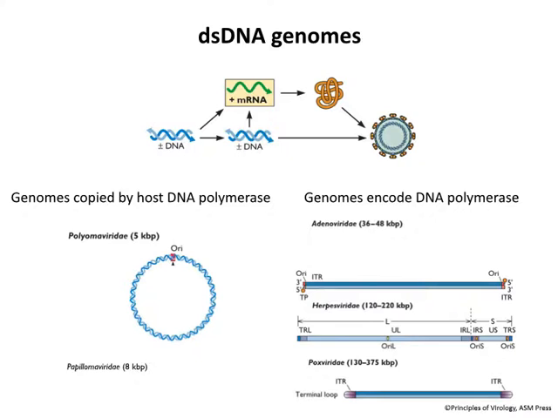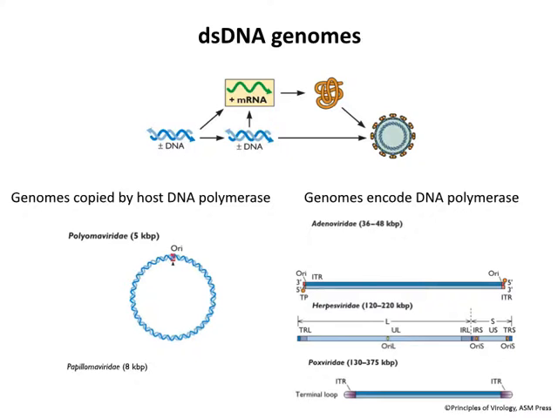So all of these virus genomes are big, and they can encode DNA polymerase to replicate the genome. So they do not use the host DNA-dependent DNA polymerase to replicate their genomes. And then in addition, they encode enzymes to make their own mRNA. So those are the double-stranded DNA viruses.